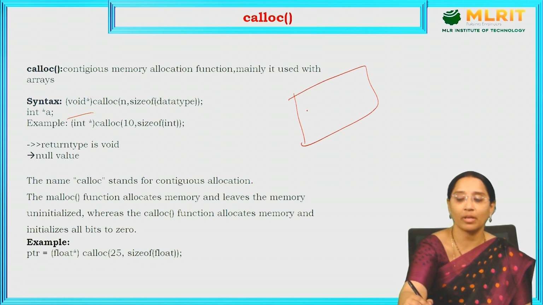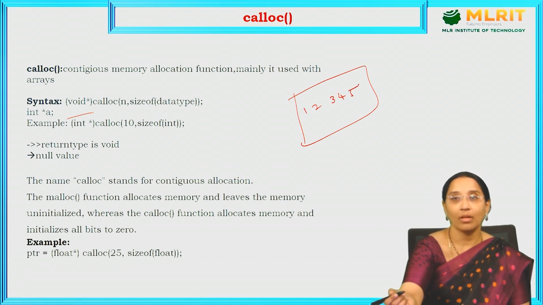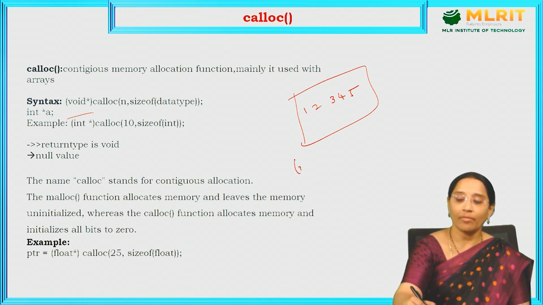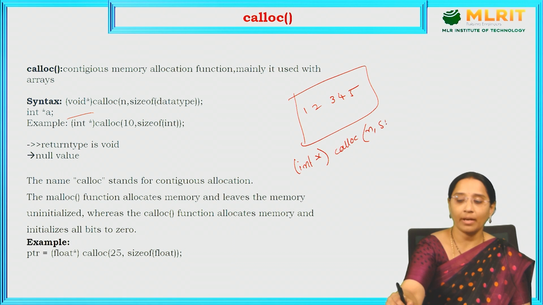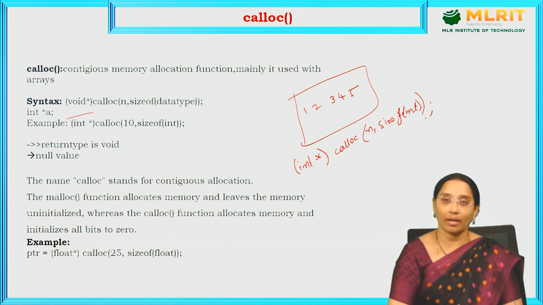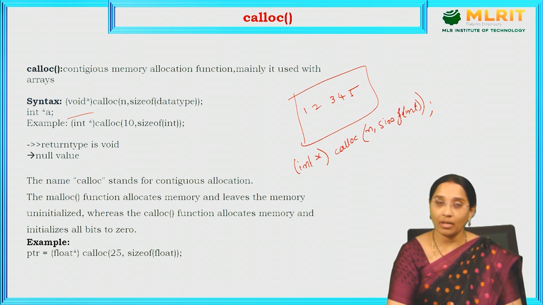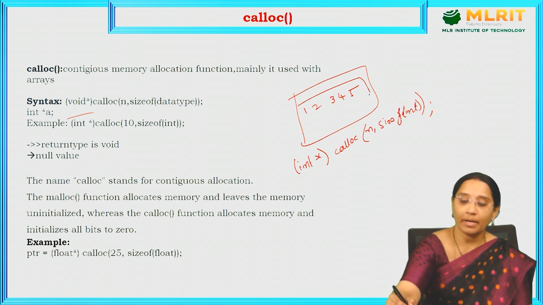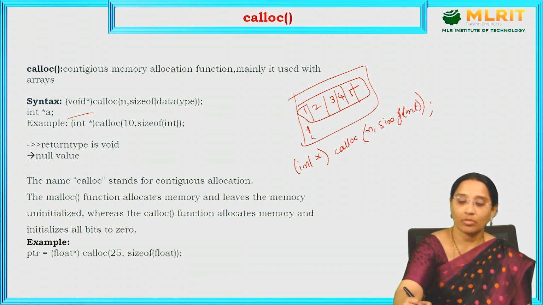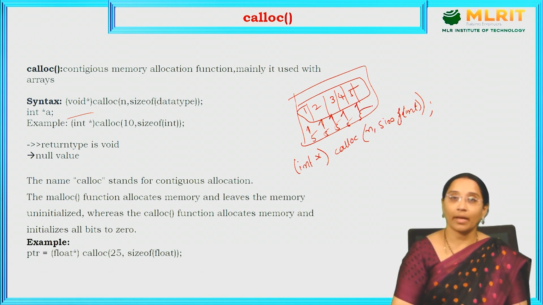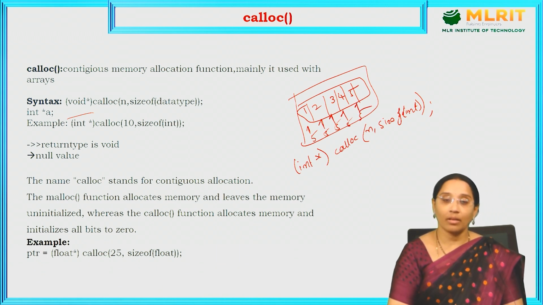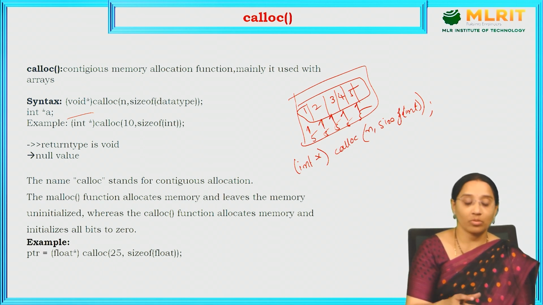Suppose I am storing only integer values 1, 2, 3, 4, 5. I know that I am storing integer values, so I will typecast it: pointer equals calloc of n comma size of int. The difference between malloc and calloc is that malloc allocates one continuous block of single large memory, whereas calloc allocates multiple blocks of memory, each of the same size. Suppose this is 5, 5 and 5. Like that it will allocate multiple blocks of memory.